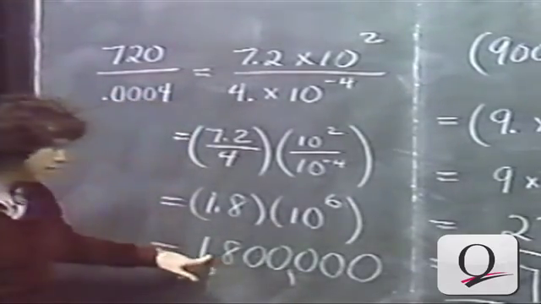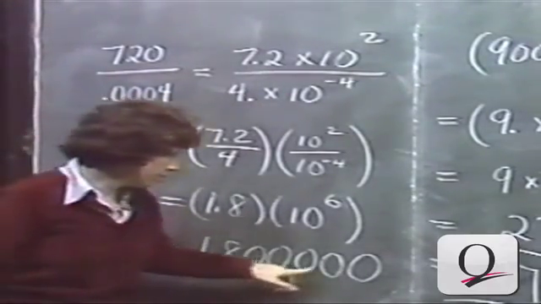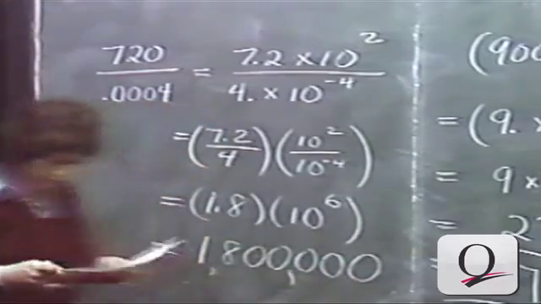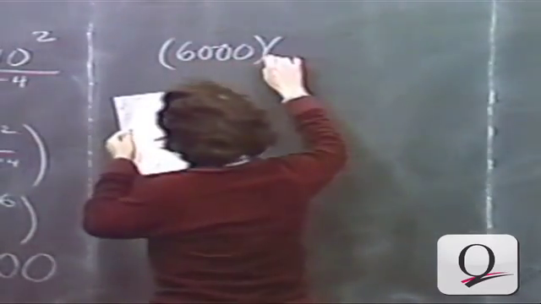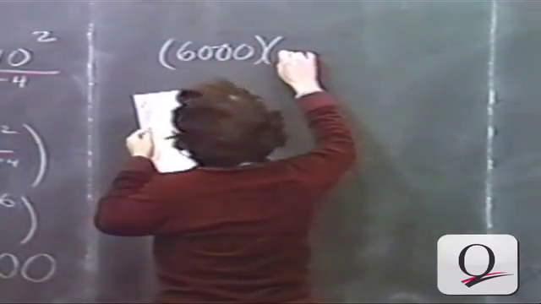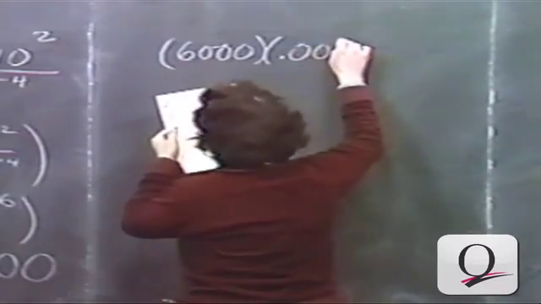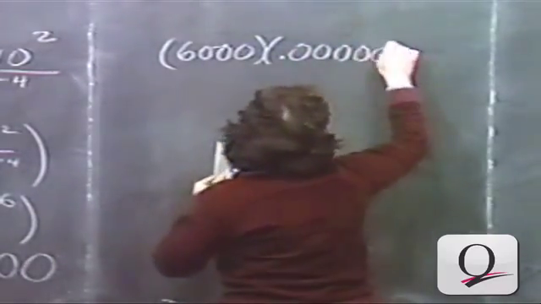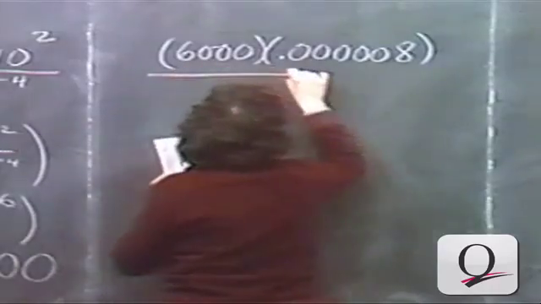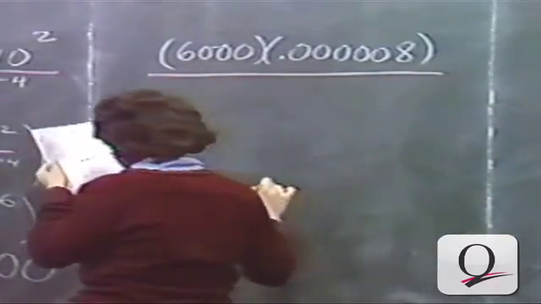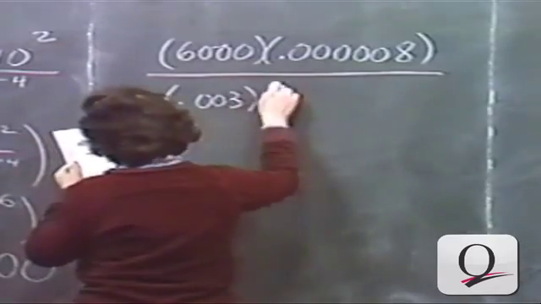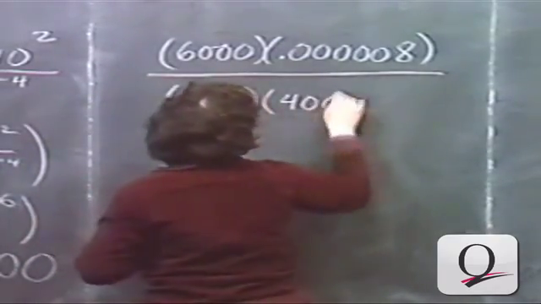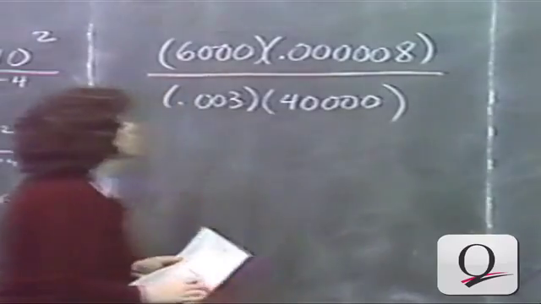$1,800,000. 1.8, you move the decimal 1, 2, 3, 4, 5, 6 places to the right. How about 6,000 times 0.000008 over 0.003 times 40,000.